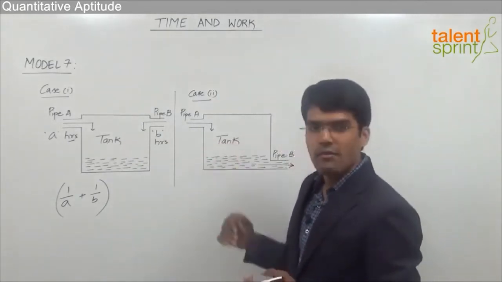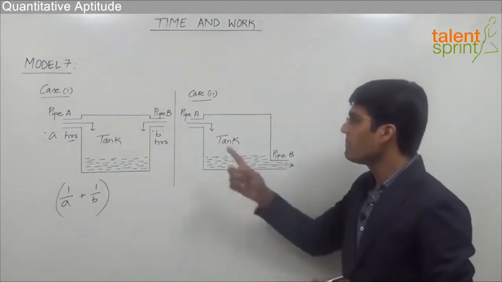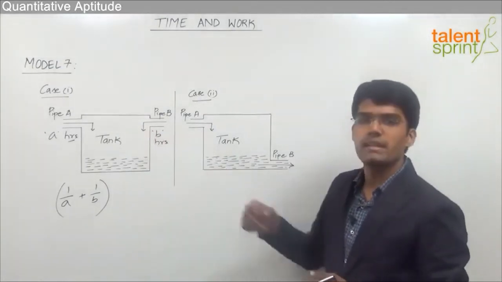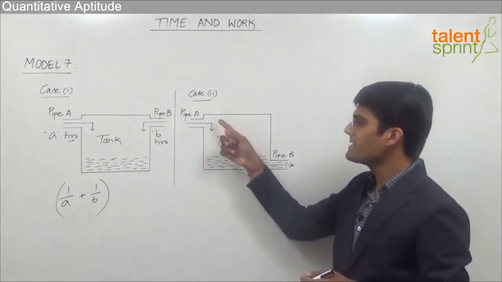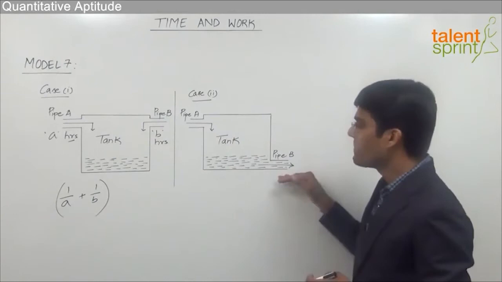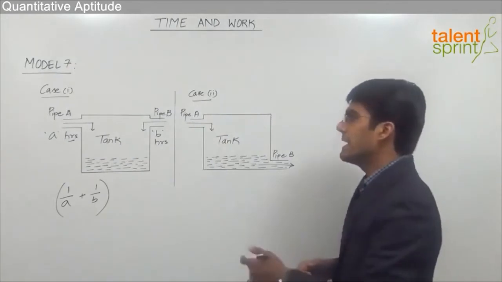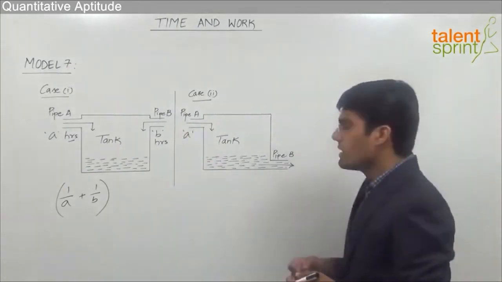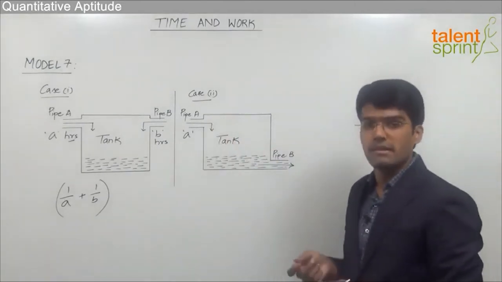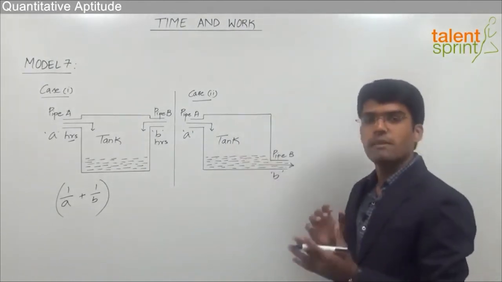But one special case that we have here is case number 2. Now as you can see here, we have a water tank which has two pipes, pipe A and pipe B. But the difference here is, in the previous case, both the pipes were inlet pipes. But in this case, pipe A is an inlet pipe which is used to fill the tank, but pipe B is an outlet pipe. That means this pipe is used to remove the water from the tank. When pipe A works alone, it can fill the tank in A hours. But when pipe B works alone and pipe A is closed, the same tank can be emptied in B hours.